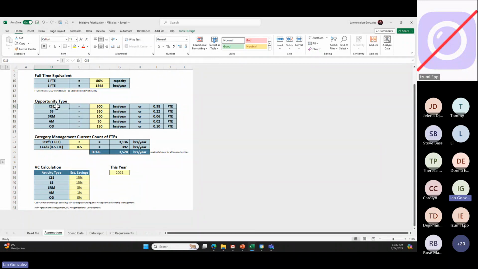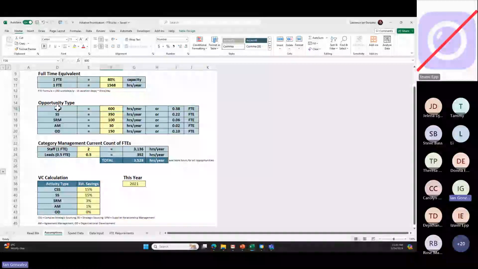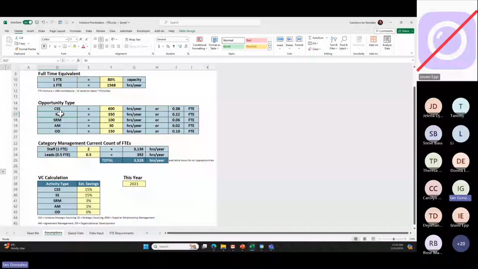So CSS means complex strategic sourcing, which means that you do one of these things. It's approximately 600 hours in a year. You can change this number. Or in other words, 0.38 of an FTE. Let's say that's all that one person does, just one complex sourcing initiative, and that's almost 40% of his time.